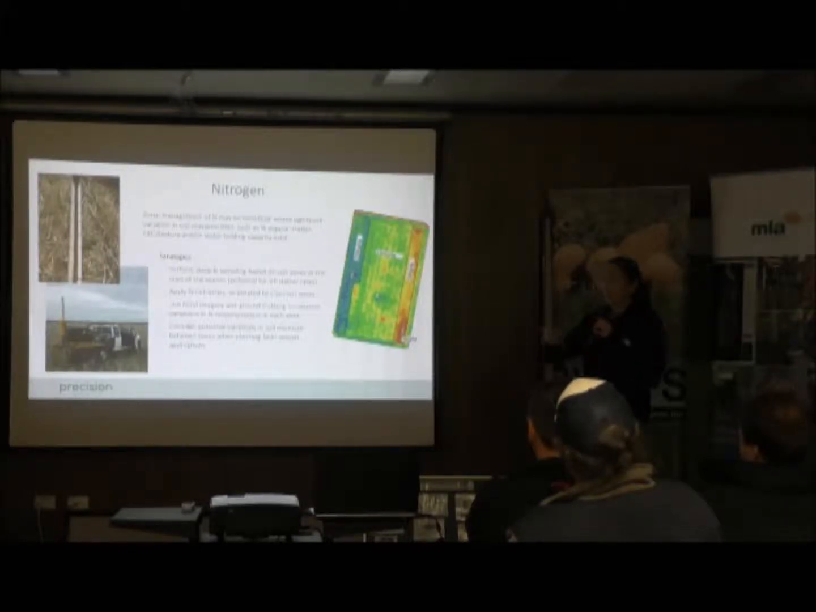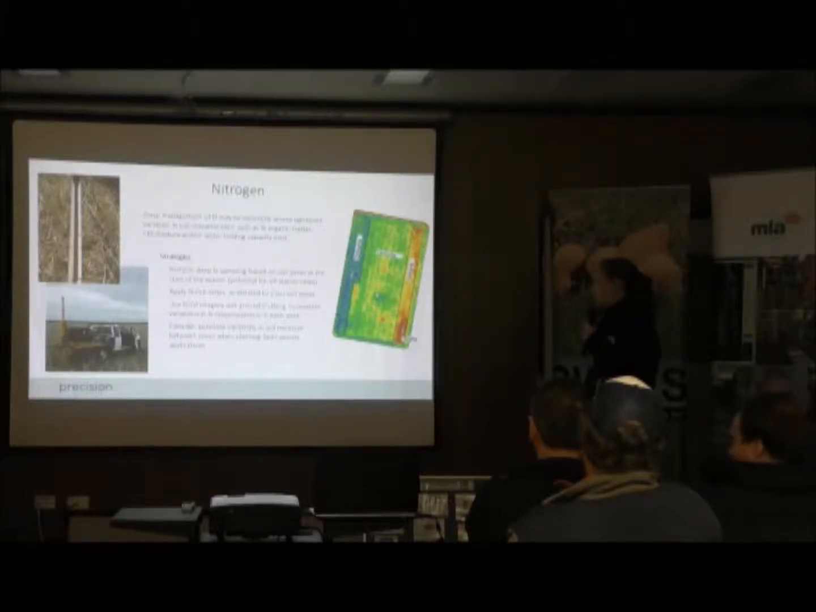So on a sandier soil, we might expect more leaching to occur. We've got things like that happening. Maybe it's a good idea to look at doing a bit of variable rate. And so some of the strategies that we might use, we might do some deep N sampling based on our soil management zones pre-season or at the start of the season. We might vary our starter rates of N.